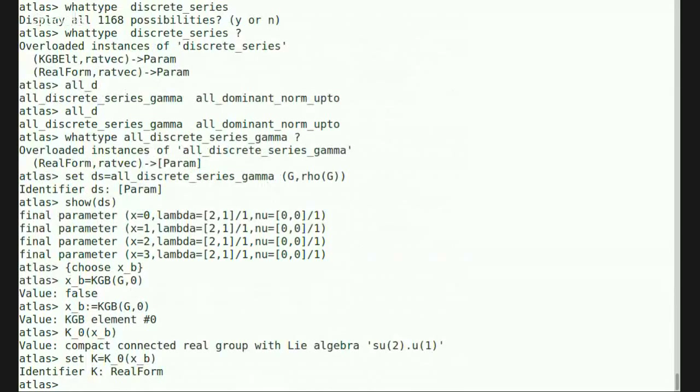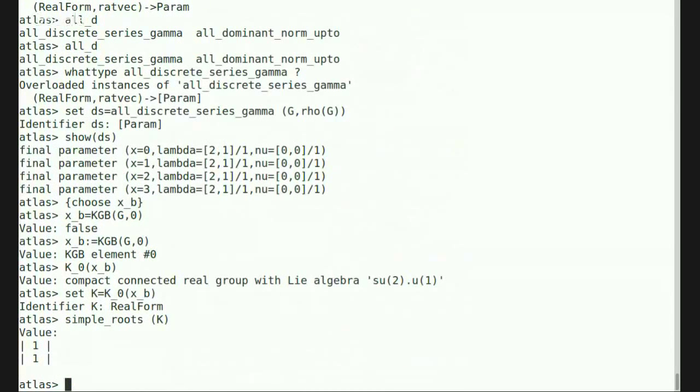Okay, and let's look at the simple roots of K. Well, that's disappointing. It's the root 1, 1. Humans want the compact root to be 1, minus 1. And, well, that's not the case here. So what I recommend is that you try a different x.